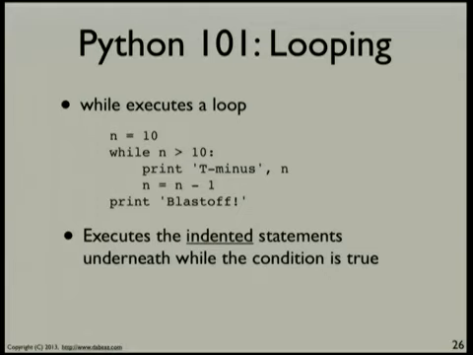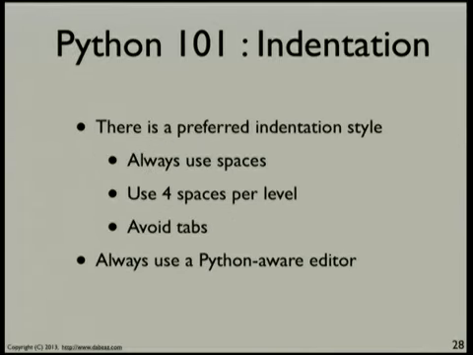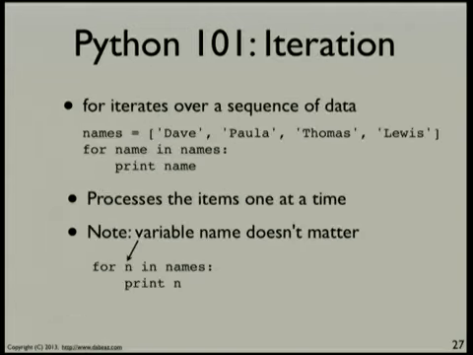Sort of two constructs for that. There's a while loop, which basically just executes the indented statements under there as long as some condition is true. And then there's a for loop, which is used to iterate over data. Okay, so if you have a list of names or something like that, the for loop will process those one at a time, going over data. Just a few notes about some of these things like conditionals and loops and so forth. You will notice that Python uses indentation to denote code blocks.